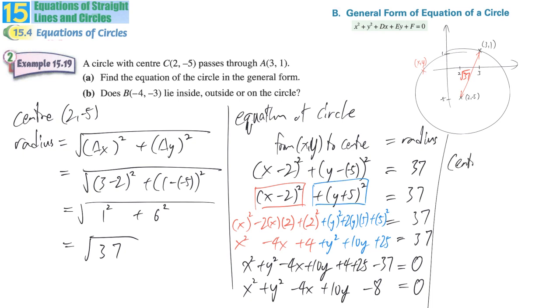That's why the center is d divided by -2, e divided by -2. Here, that means -4 divided by -2. We get 2 as the x coordinate of the center. +10 divided by -2, we get -5. So that's how you get back the center from the general form.